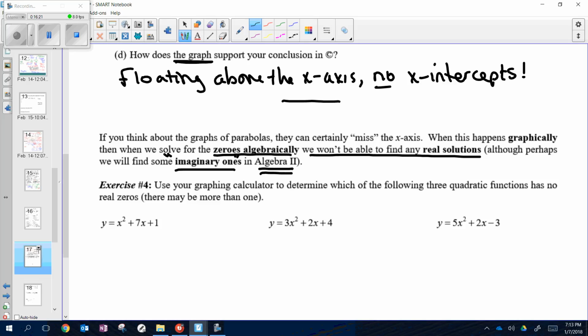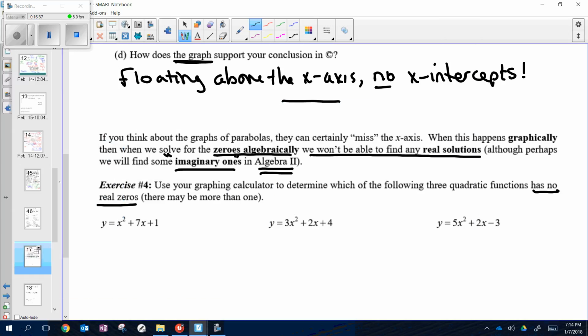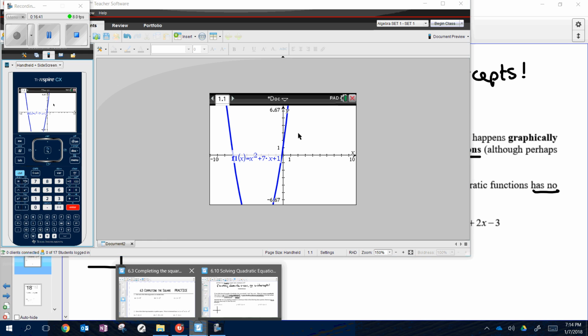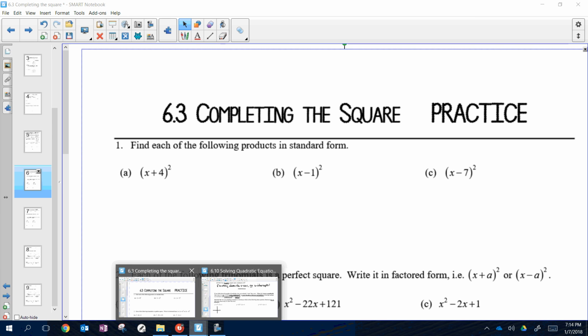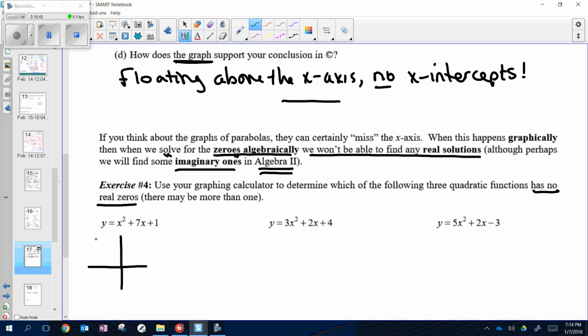So let's take a look. Using your graphing calculator, you're going to determine which of these has no real zeros. I'm going to graph them and then show you their graphs. So here's the graph of the first one, and you can see that it does have zeros on the x-axis. I'm not sure exactly where they are, but they certainly are there. They're somewhere there and there. So this one has real zeros.